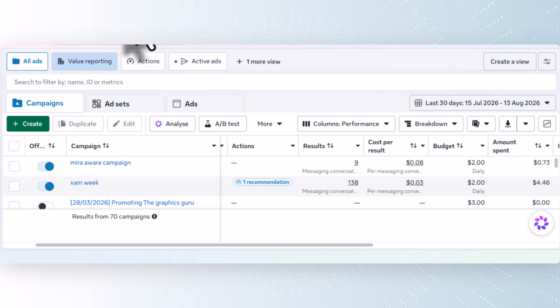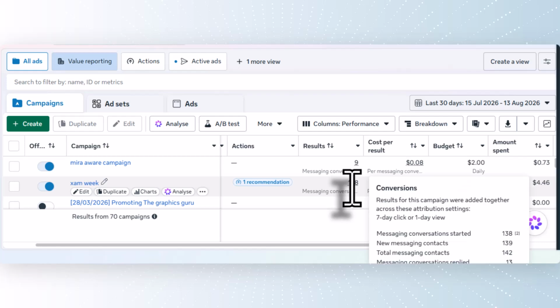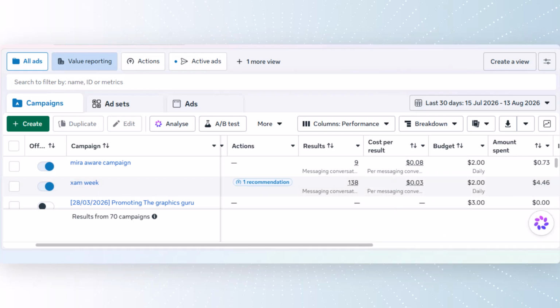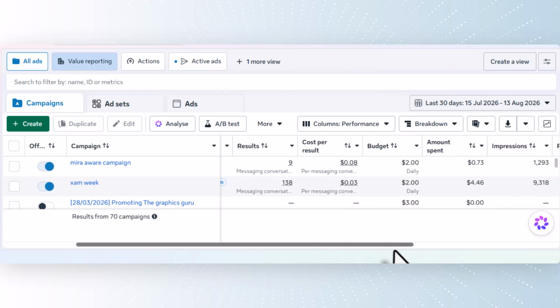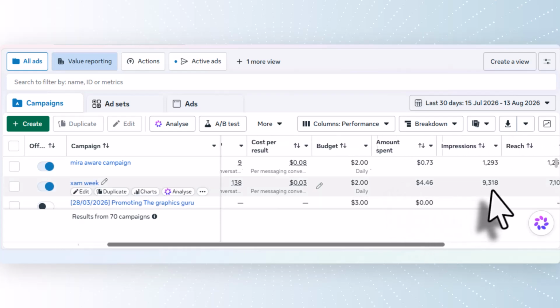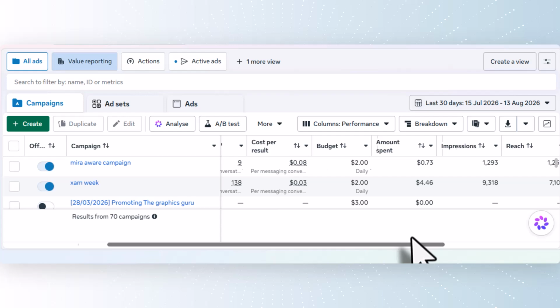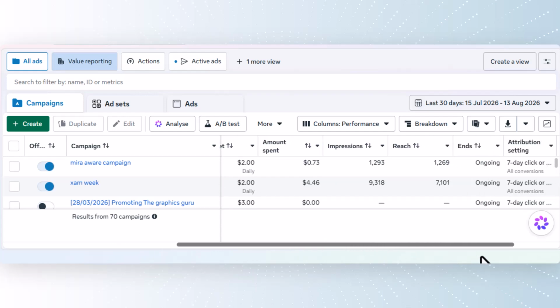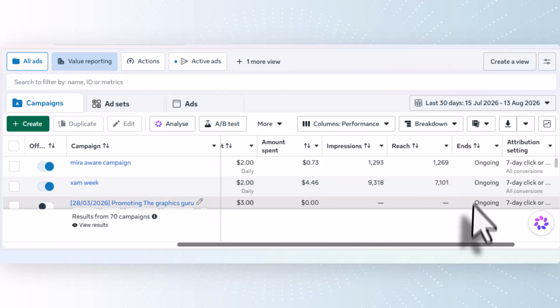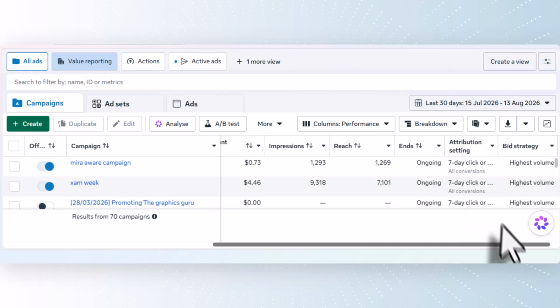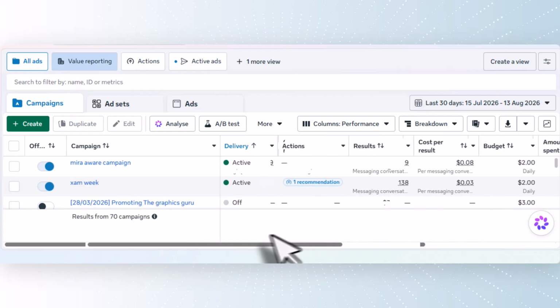In the Facebook marketing, I got the lowest cost per result: $0.03 per day, $2, and I am getting 130 message conversations. Within this, the rate ratio is very low. You can check the total cost is this, total impression is this, total reach is this, 7 day, and highest volume click.